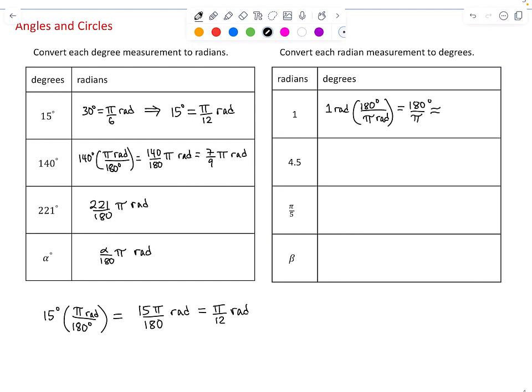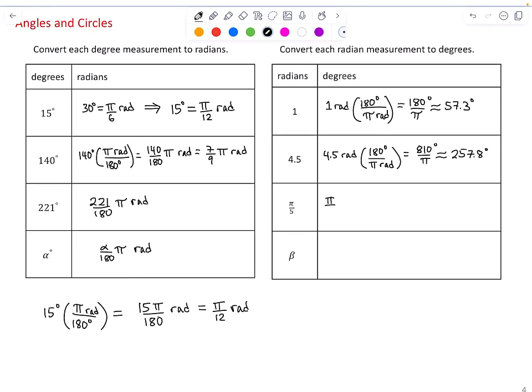Reaching for a calculator, that's about 57.3 degrees. So it's a little bit less than 60 degrees as mentioned earlier. So every time you wrap one radius length around a circle, it subtends an angle that measures 57.3 degrees approximately. If you have 4.5 radians, that's like wrapping 4.5 radii around a circle and measuring the subtended angle. So take 4.5 radians and multiply it by the conversion factor of 180 degrees over pi radians. 180 times 4.5 is 810. Divide this by pi, and this would be how many degrees? And reaching for the calculator, it's about 257.8 degrees.